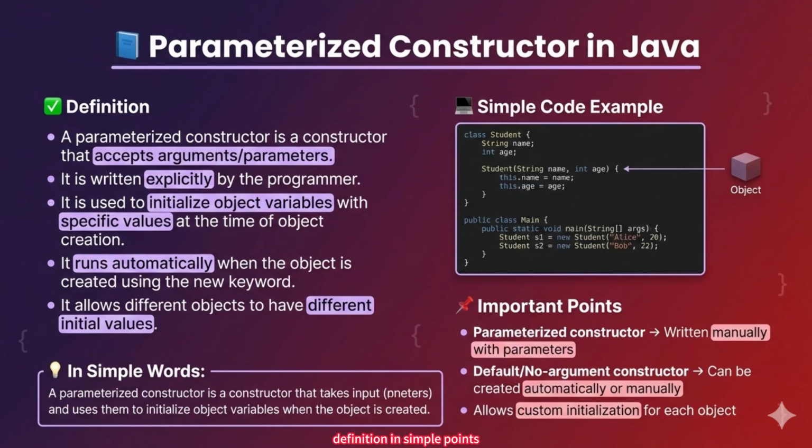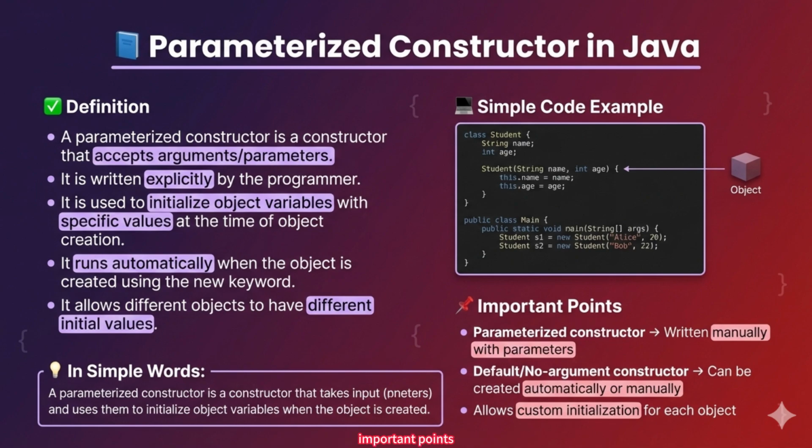Definition in simple points. A parameterized constructor accepts arguments or parameters. It is written explicitly by the programmer. It is used to initialize object variables with specific values at the time of object creation. It runs automatically when the object is created using the new keyword. It allows different objects to have different initial values.